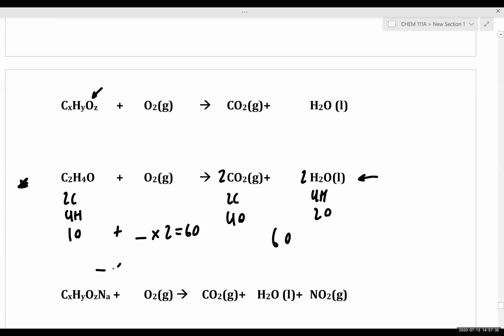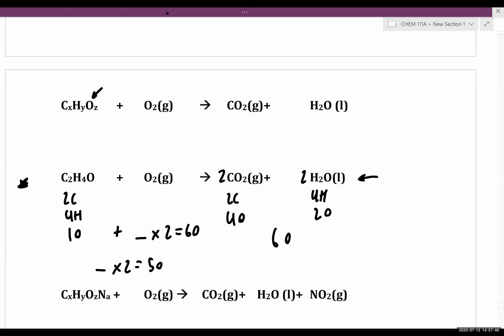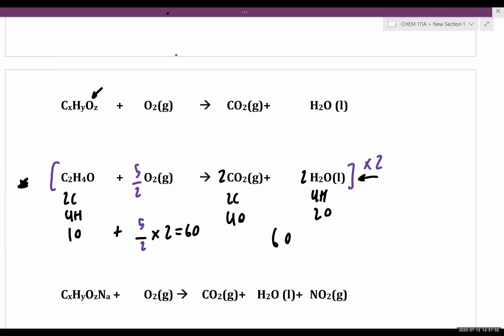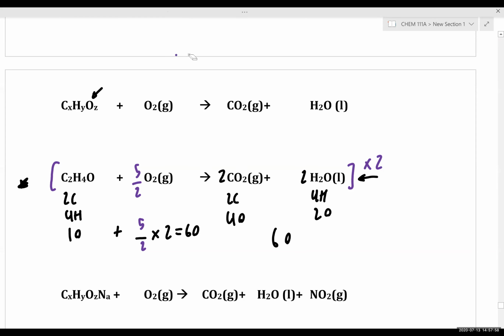So in other words, what times 2 is equal to 5 oxygens? We have to guess a fraction. This is why half notation is so useful now, since we can guess a fraction of 5 over 2. And now what we do is we can multiply our entire equation by a common denominator of 2. And that in turn gives us the following balanced equation. 2C2H4O plus 5O2 gas leads to 4CO2 plus 4H2O.